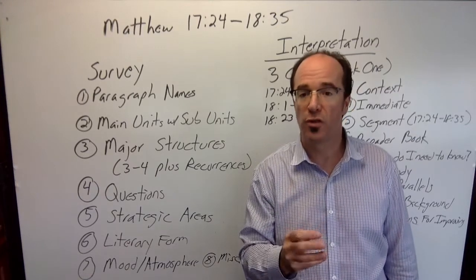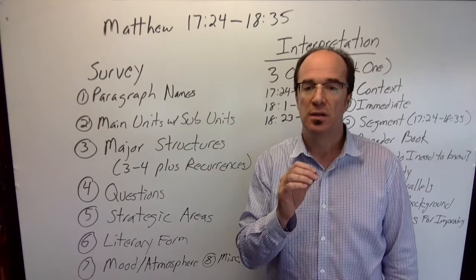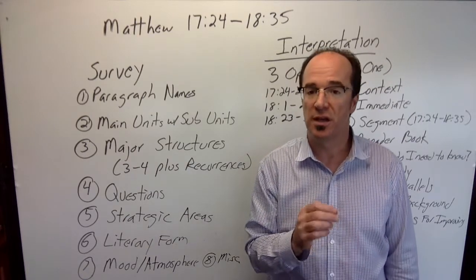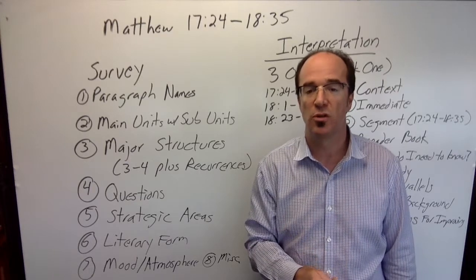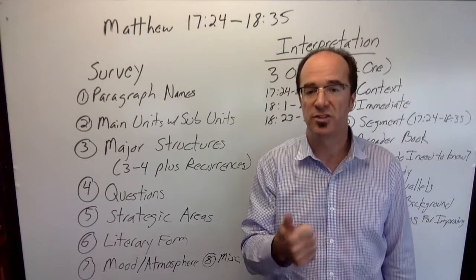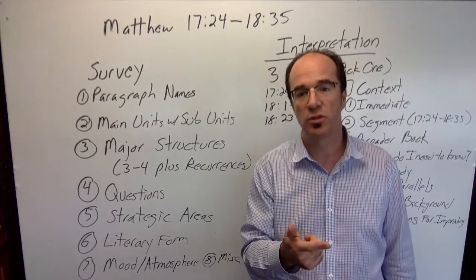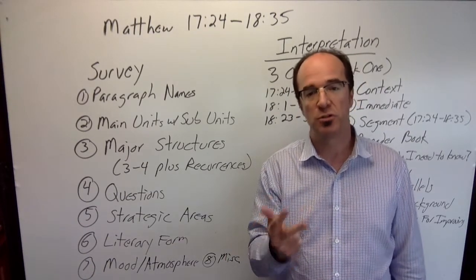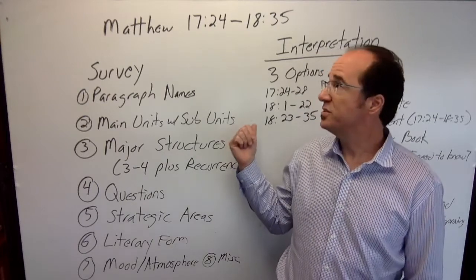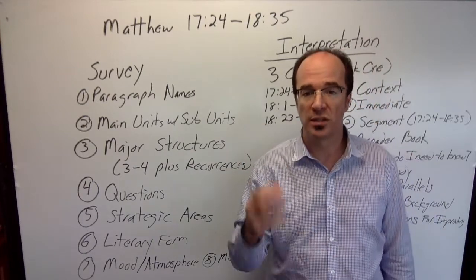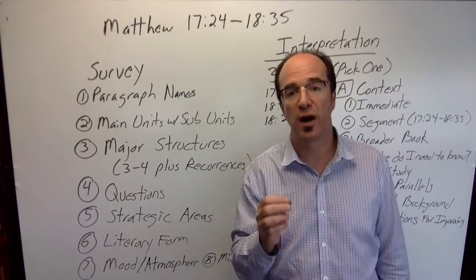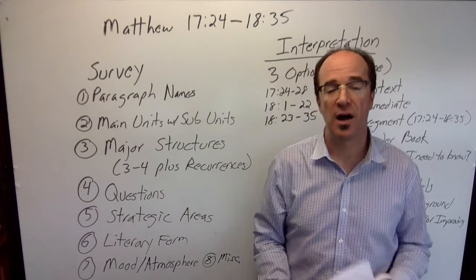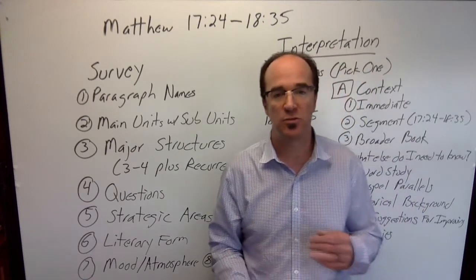This is the fourth of the five major discourses, in other words, blocks of teaching that Jesus does in Matthew's gospel. We saw the Sermon on the Mount, 5 to 7, the missionary discourse, which was 9:35 through chapter 10, the parable chapter, chapter 13. This is the community discourse, and the last one will be Matthew 24 and 25, where we have the eschatological discourse. So this is the fourth of the five major blocks of teaching in Matthew's gospel.